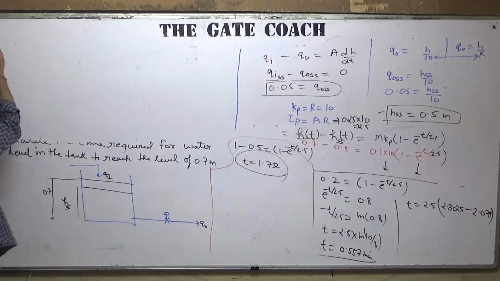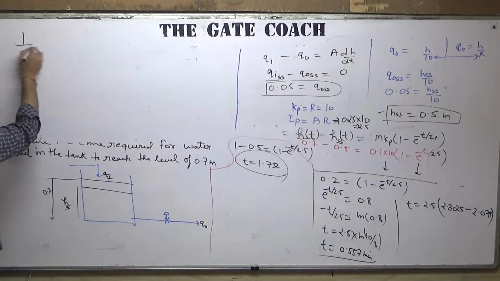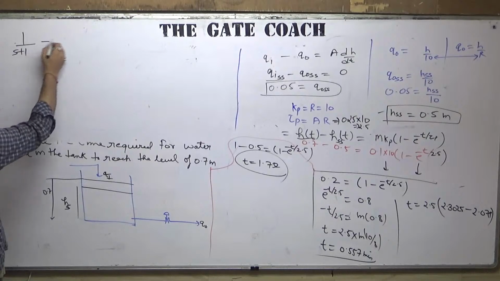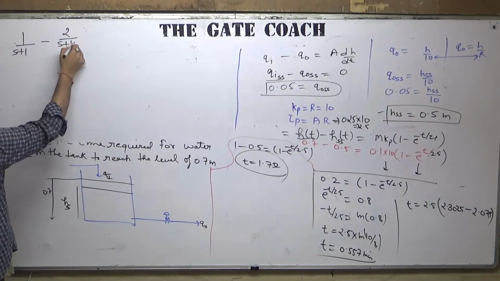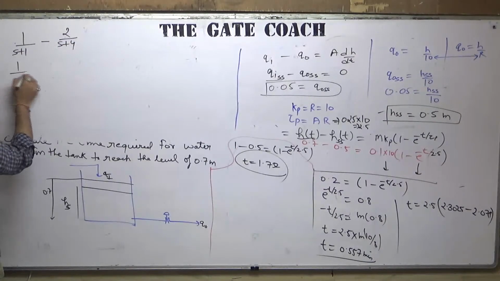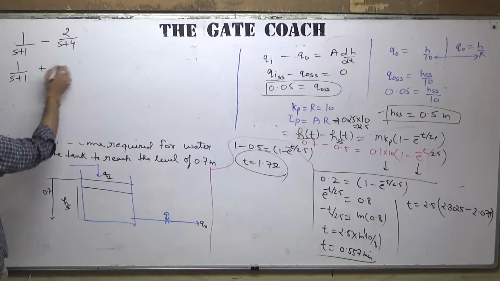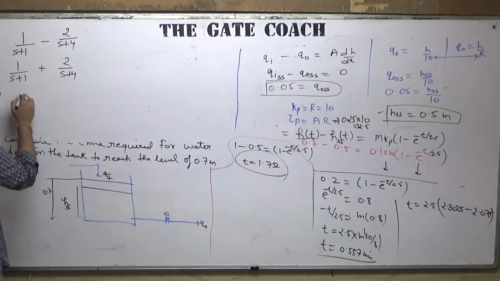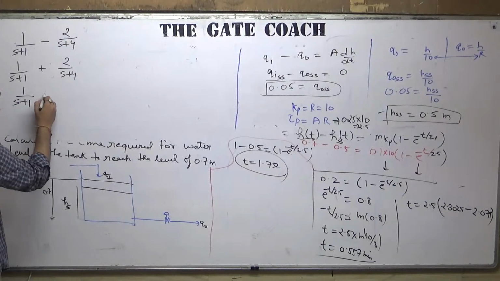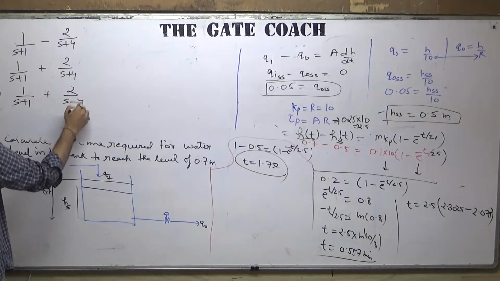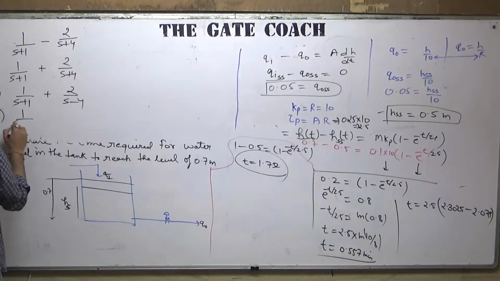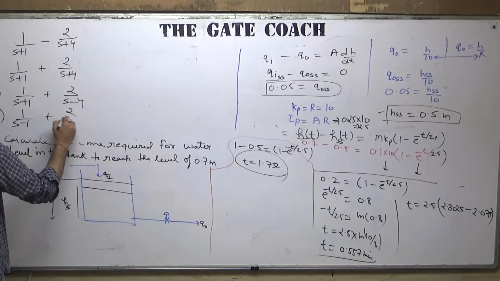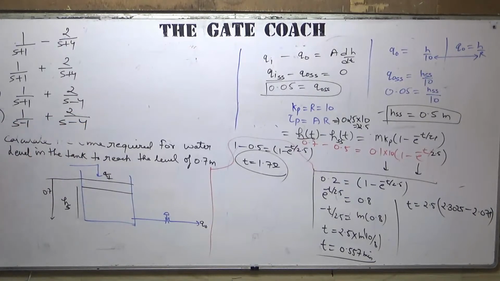Options are: option A, 1 upon s plus 1 minus 2 upon s plus 4. Option B, 1 upon s plus 1 plus 2 upon s plus 4. You need to calculate the negative initial slope. Remember this. Option C, 1 upon s plus 1 plus 2 upon s minus 4. Option D, 1 upon s minus 1 plus 2 upon s minus 4. Negative initial slope.